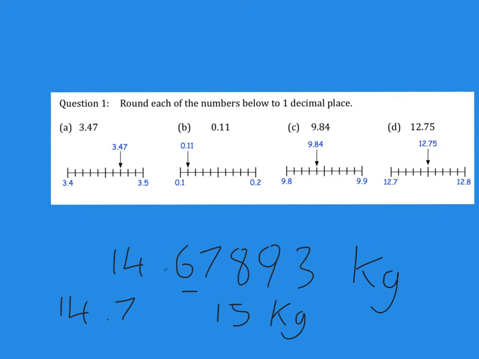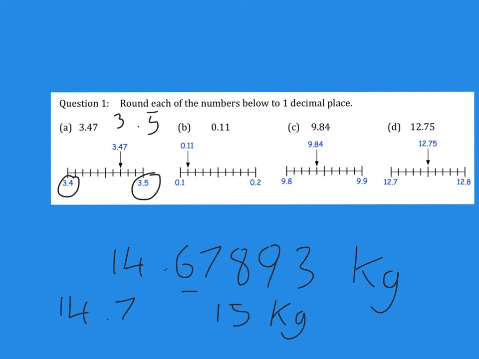So the first example is 3.47. Okay, and it has little intervals here, so it starts 3.4, 3.41, 3.42, and so on until you get to 3.47. And you need to decide whether or not 3.47 is closer to 3.4 or 3.5. Now this little grid gives us a good indication, okay, so we can clearly see that it is closer to 3.5. So your answer here to one decimal place is 3.5.